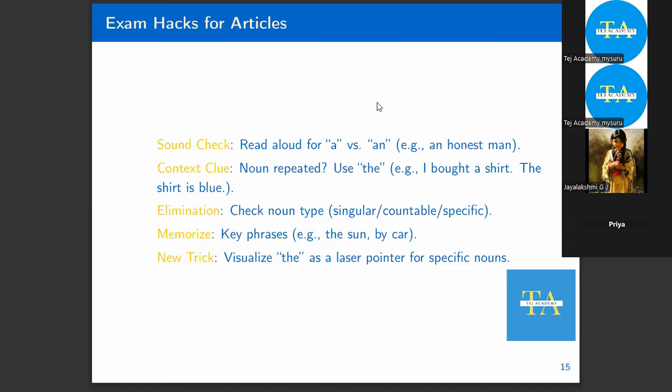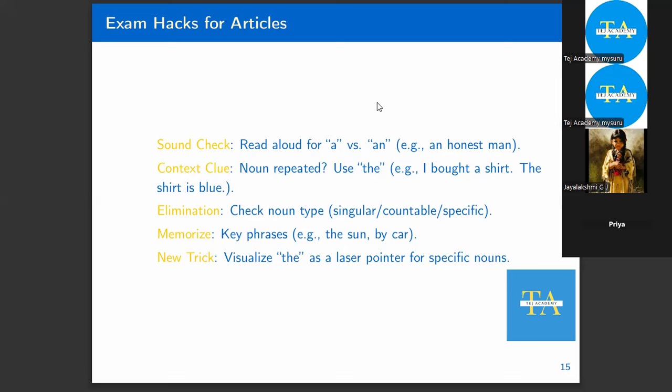So let's study some exam hacks for the articles. We have four categories right here. First one is the sound check, and second one is the context clue, and third one is elimination and the memorization, and again the trick will be there again. So sound check. First we have to check the sound. We have to read aloud a versus an, and you can read aloud in the exam center just to speak in your mind. Just try to frame the sentence using both a and an, and it will tell you which suits better for the sentence.